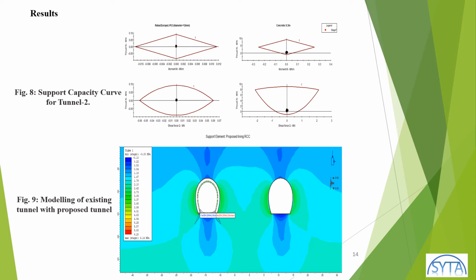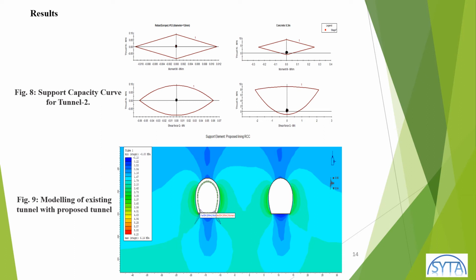Thirdly, the support capacity curves are also plotted, and we can see that the black dot lies within the envelope. So we can conclude that the shear force and moment with the thrust value have a factor of safety to a greater extent.